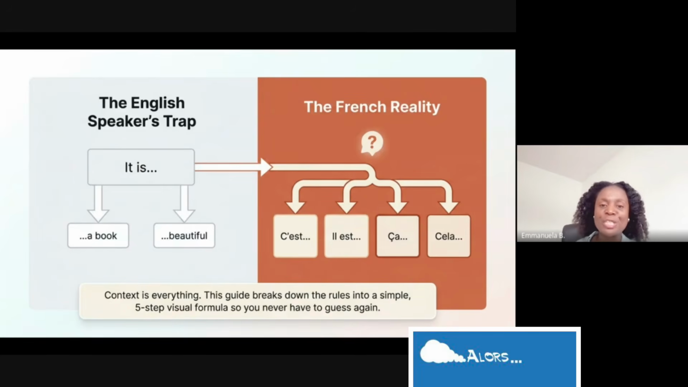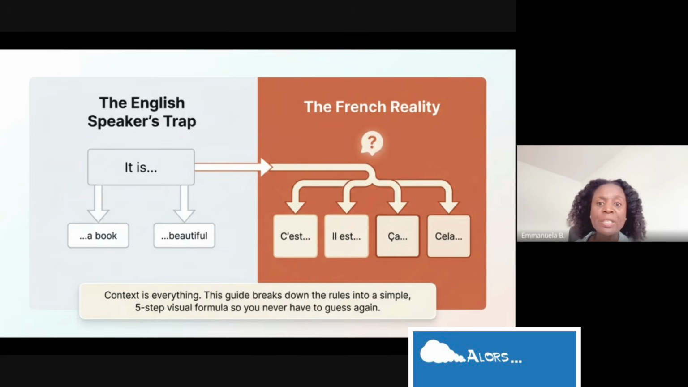Hello, French students. So, how do you translate it is or he is, she is in French? If you are studying French, you've likely hit that frustrating wall. You are definitely not alone. It is one of the most common stumbling blocks for learners.